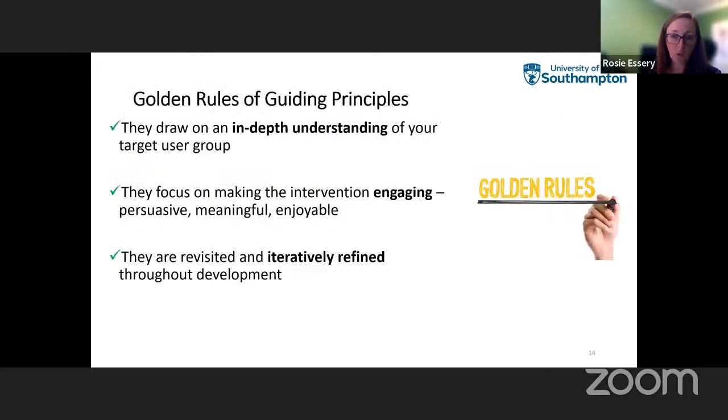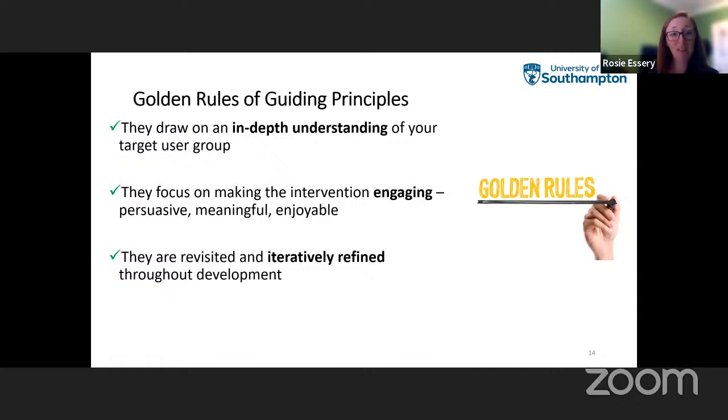So some quick golden rules, if you like, for guiding principles. They really must draw on an in-depth understanding of your target user group. And as I've mentioned, this can be informed by qualitative work, by reviewing existing evidence, theory, PPI and stakeholder input, and also even the practical needs and limitations of an intervention as well.